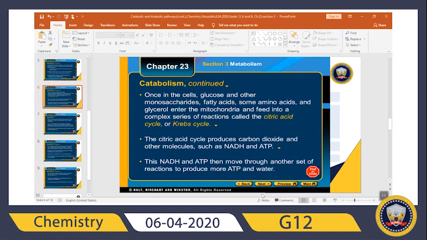glucose will enter our living cells and pass through a series of chemical reactions in a process called the citric acid cycle or Krebs cycle. The main products from this Krebs cycle are NADH and ATP, which are compounds that carry energy, and this energy is used to produce macromolecules in an anabolic process. So at this time we finished the catabolic process.